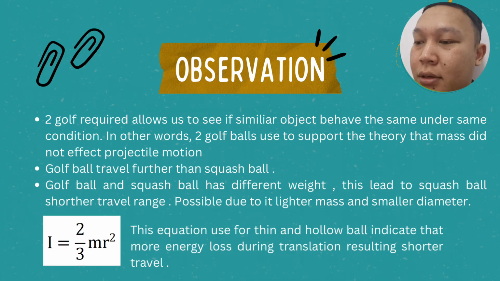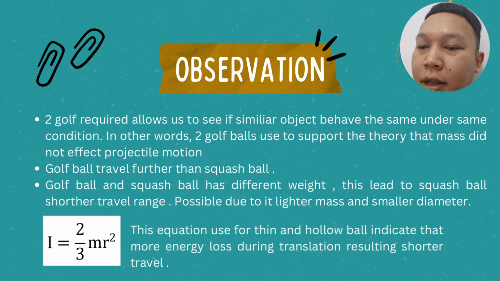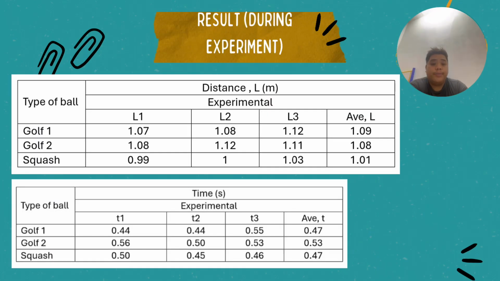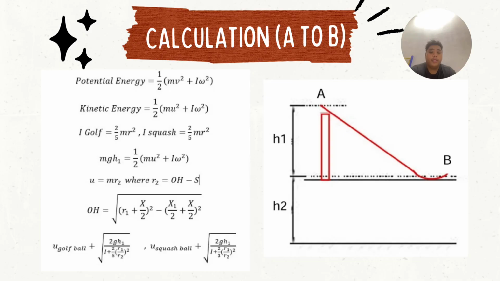As you can see, this formula is I equals 2/3 mr squared. This equation is used for a thin hollow ball, indicating more energy loss during translation, resulting in shorter travel. During the experiment, we measure how far golf ball 1, golf ball 2, and the squash ball travel. We do it 3 times and take the average. Next, we will continue to the calculation.